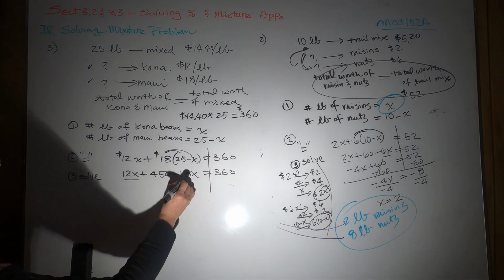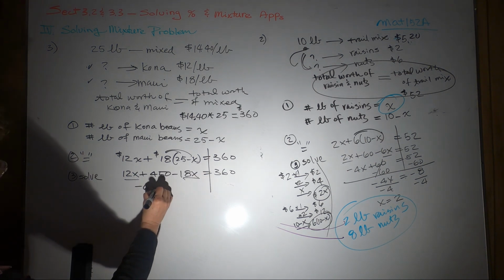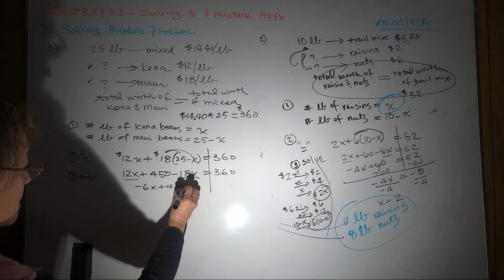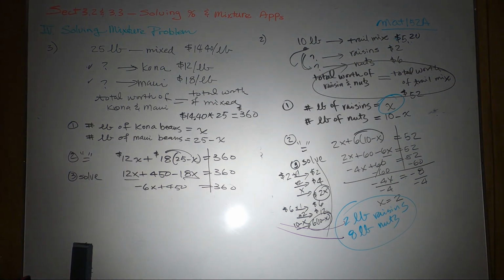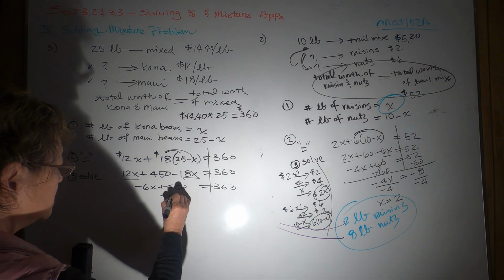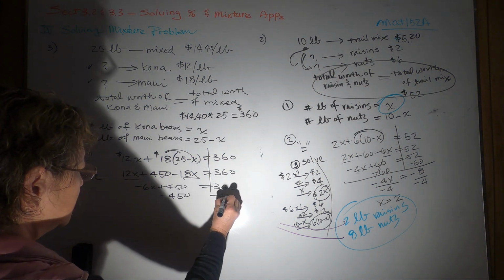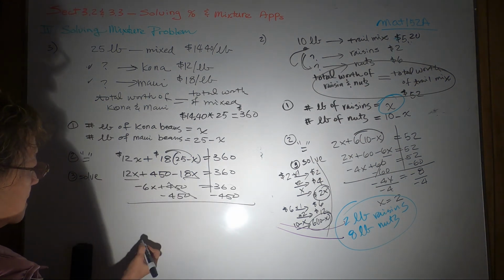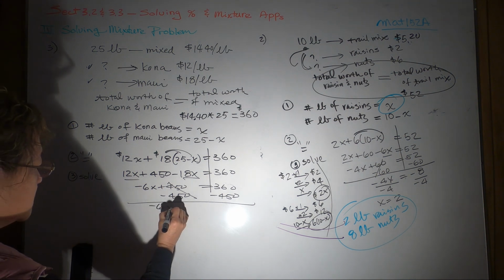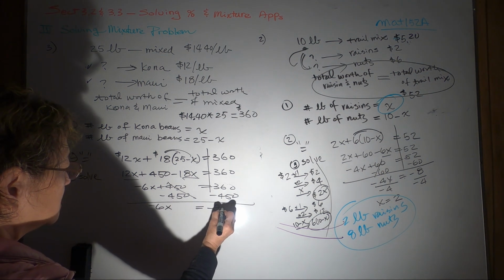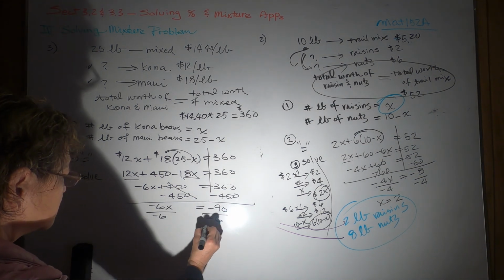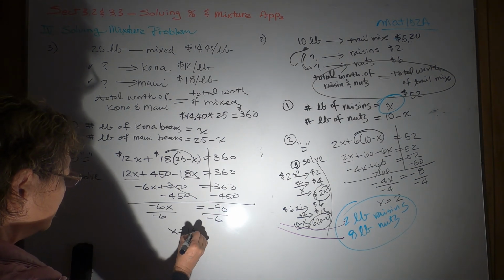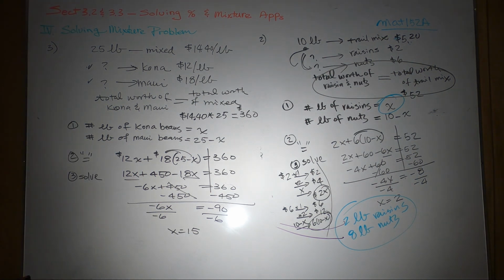Then we combine like terms. Negative 6x plus 450 equals what? 360. Then what do we do? Minus 450. That would be negative 6x equals what? Negative 90, right? Then you divide by negative 6. X is what? 15.